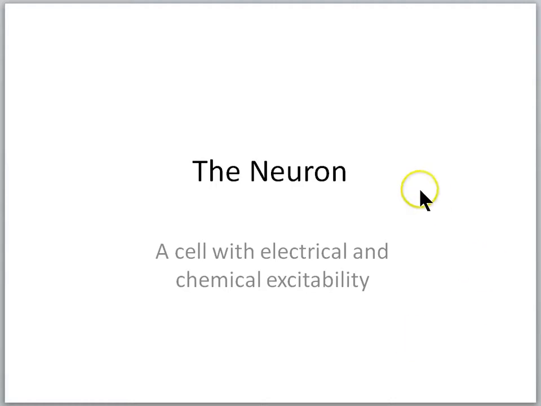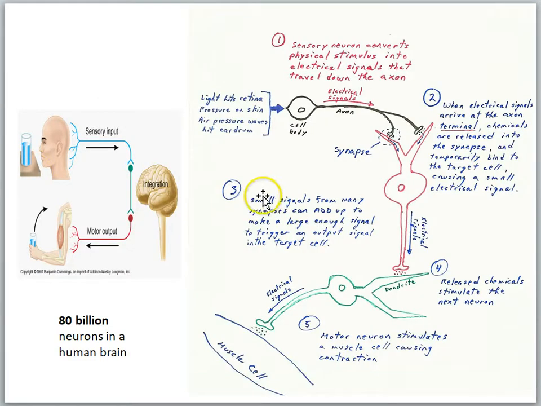In this lesson, we'll go into a little more detail about how the neuron operates. It's a cell with electrical and chemical excitability. Now, in a previous lesson, we learned what a simple nervous system consists of. We've got several cells here.